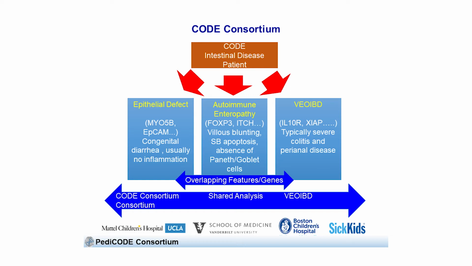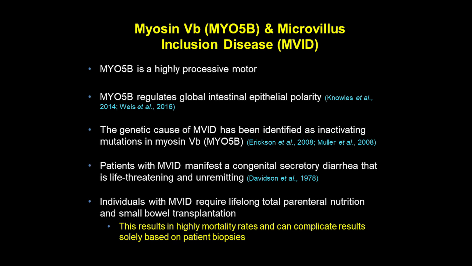These children generally present in their first 1 to 2 weeks with overwhelming, often life-threatening diarrhea. I'm going to focus my talk today on this disease, microvillus inclusion disease, or MVID, which is due to mutations in myosin 5B. Myosin 5B is a myosin motor, and a number of studies over the years have shown that myosin 5B can regulate epithelial polarity, specifically transport to the apical membrane in a number of epithelial systems.